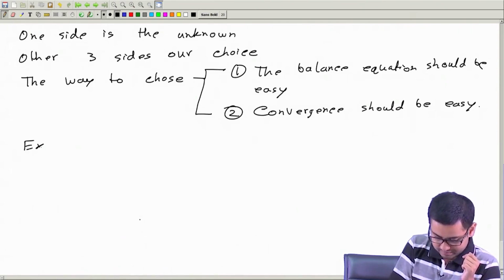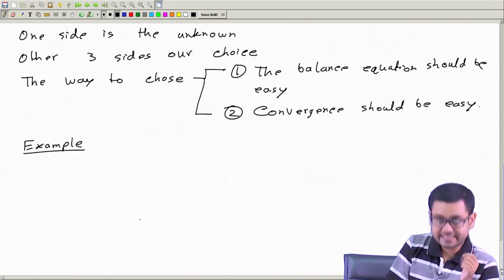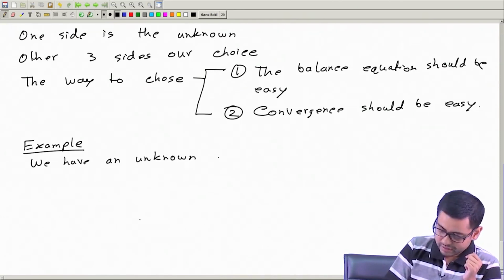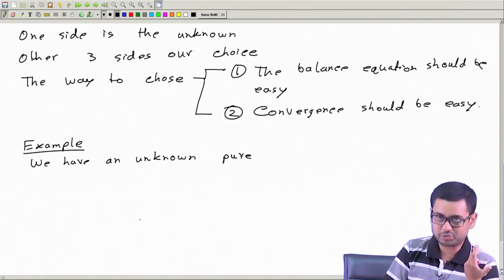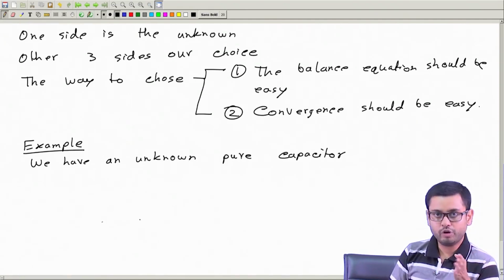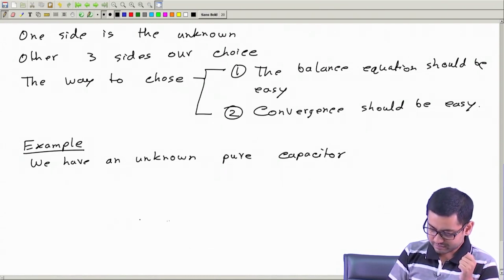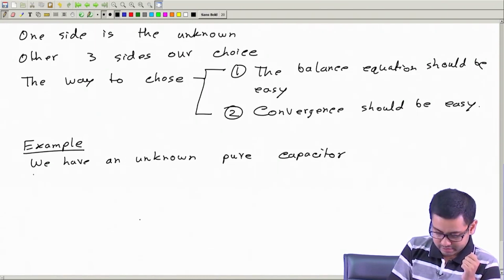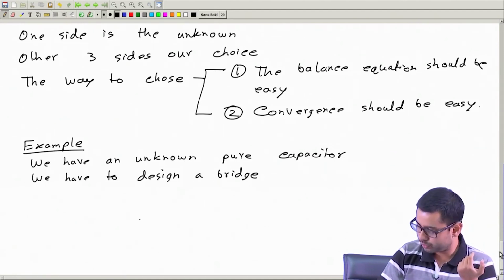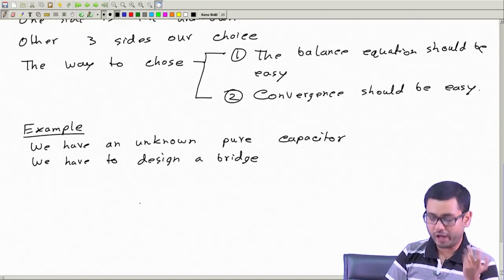So, example, let us start with a very simple one. So, we have an unknown, but pure, meaning almost pure, capacitor. We want to measure it using a bridge. Okay. So, we have to configure or design, whatever you call, design a bridge. Basically, we have to choose what to put on the four arms.